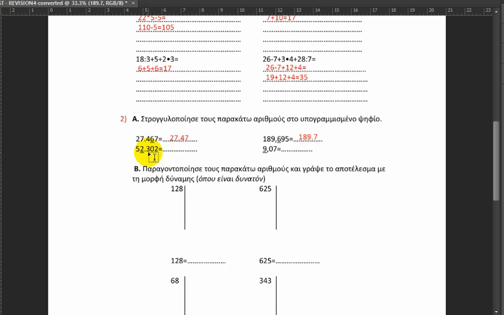Here we look to the right. 3 is less than 5, so we round down. So simply it stays, and everything else to the right turns into 0. So we'd have 52.